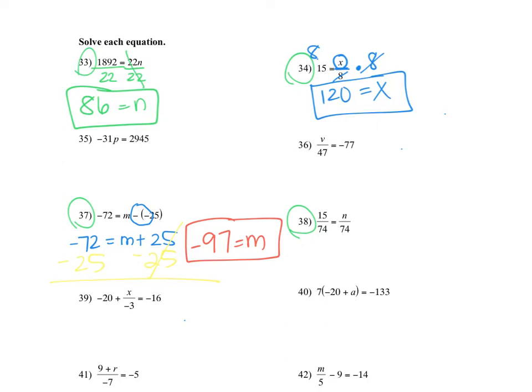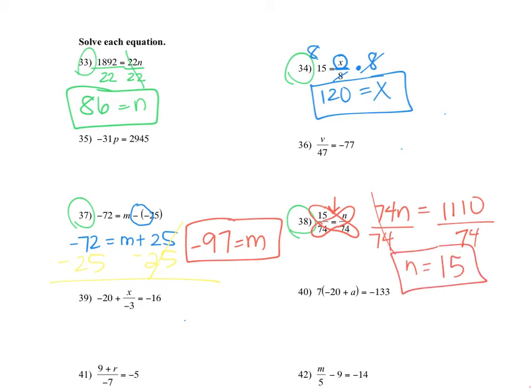And last but not least is 38. Notice that there is an equal sign, and because there's an equal sign, we can in fact cross multiply. So I get 74n equals, what's 15 times 74? 1,110. Now I want to isolate the variables, so I'm going to divide by 74. And I get n equals 15, and that would be my answer.